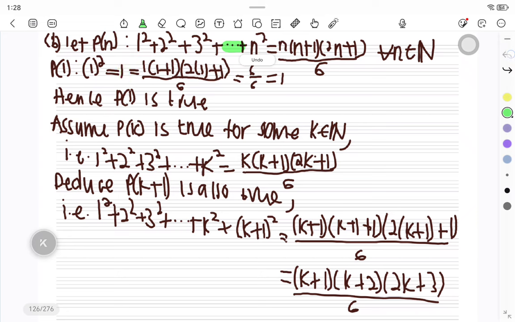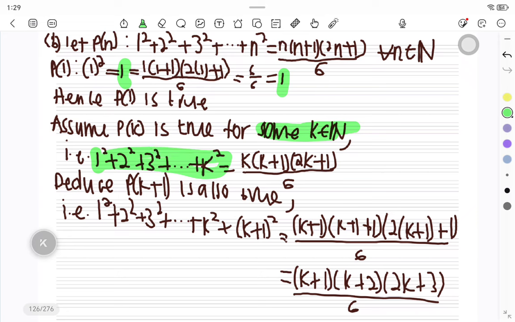Then we have n. Then here on the right hand side, we get 1. Now, we see that hence P of 1 is true. Now we come to assume that P of n is true for some k. Remember, this statement is very important. This is equal to the right hand side. We just replace n by k.